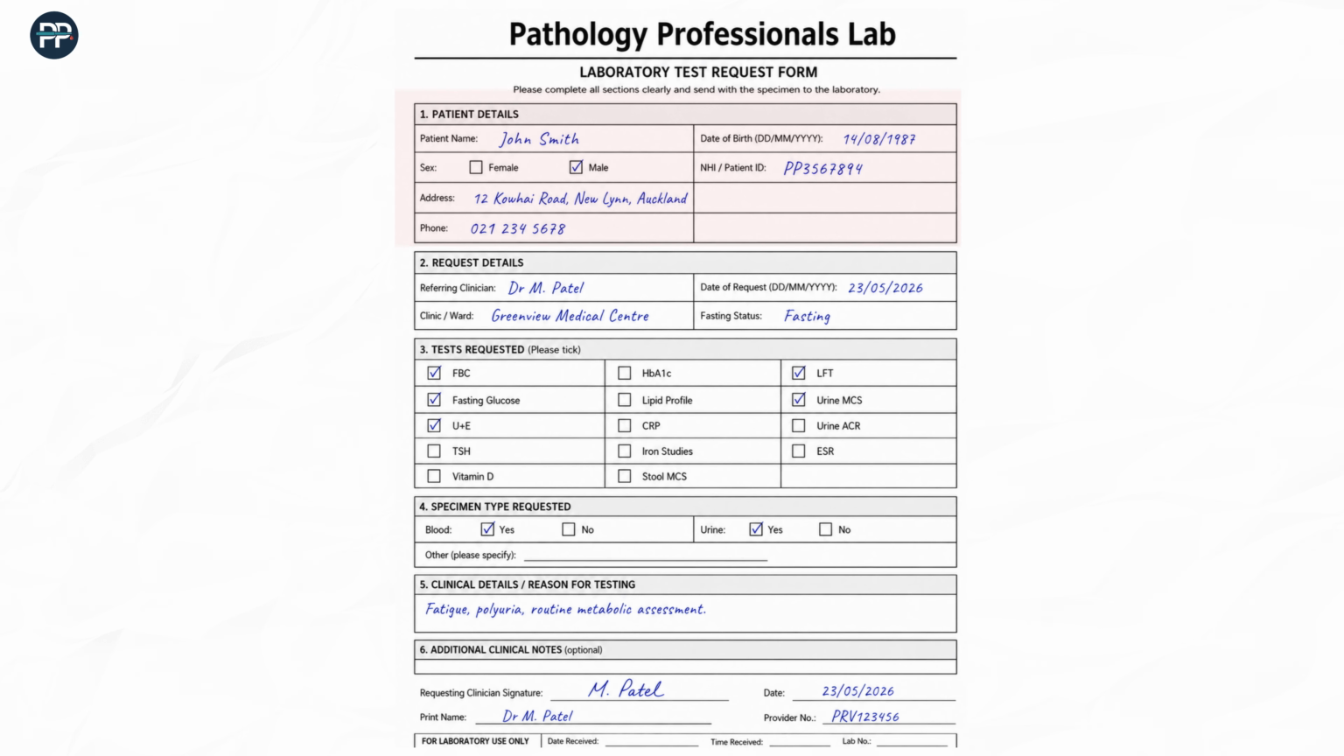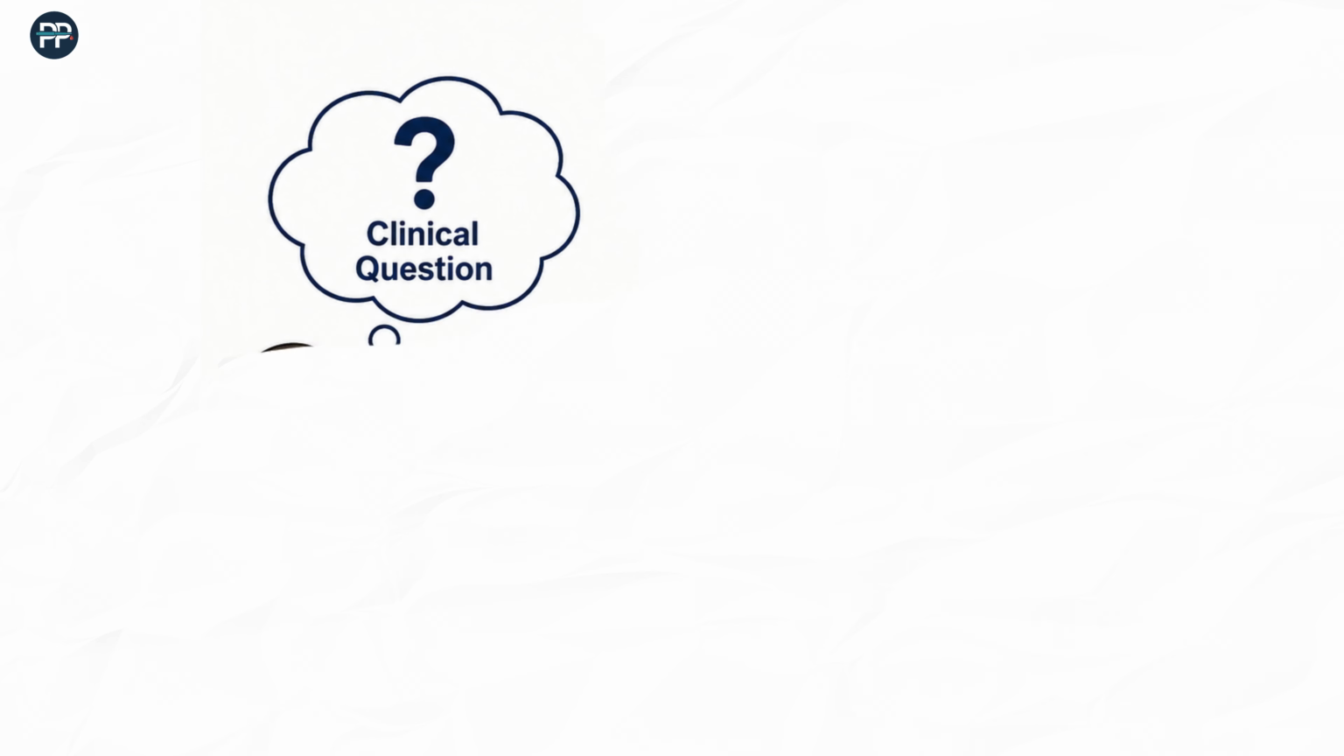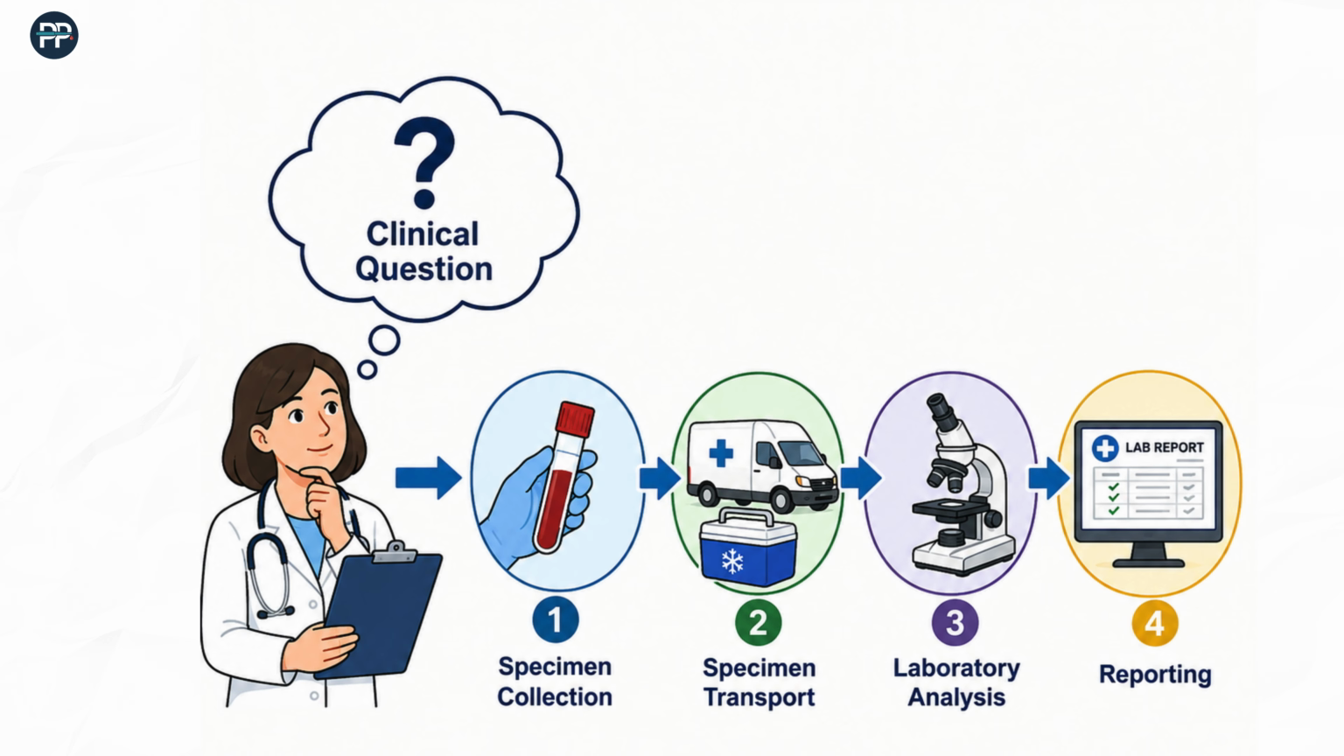This request should include correct patient details, the tests required, the requesting clinician, and any relevant clinical information needed to help the laboratory process, prioritize, and interpret the request correctly. This decision to request a test is the first step in the total testing process because before a specimen is collected, transported, analyzed, or reported, someone must first ask the question that the laboratory result is intended to answer.